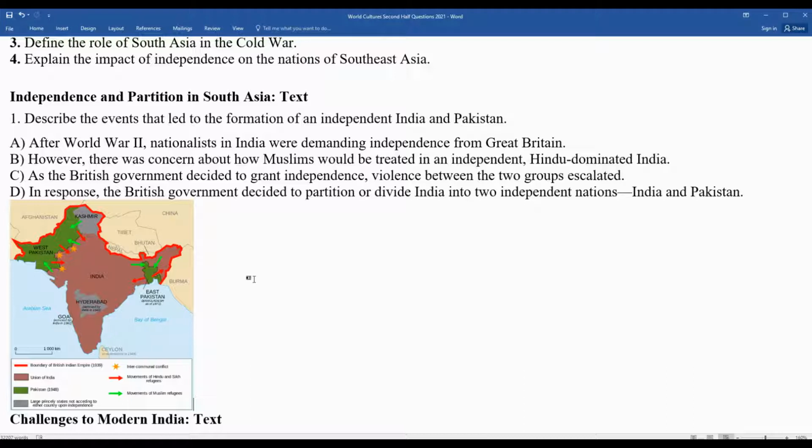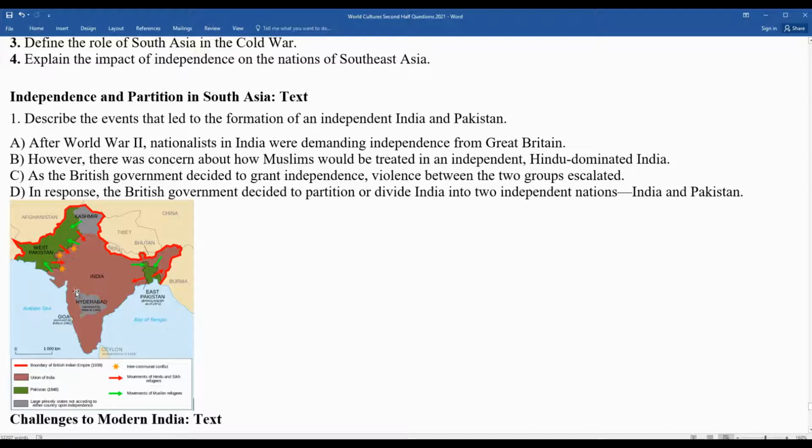In response, the British government decided that instead they would partition or divide up India into two separate nations, India and Pakistan. And what they would do is they would move out the Muslims from India, leaving behind the majority Hindu population in the main area of India.